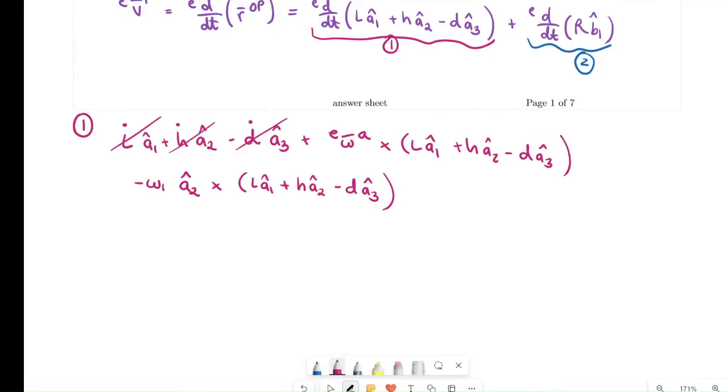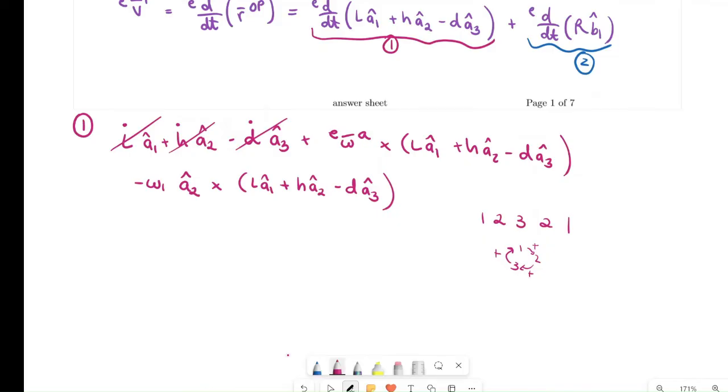Shoot, wait, what was it? Is it 1, 2, 3, 2, 1? Or is it 1, 2, 3? 1 cross 2 is positive. Okay, I'm sorry, I'm trying to remember that trick. 2 cross 3 is also positive, and 3 cross 1 is also positive. Wait, 3 cross 1? Yes, I think so.